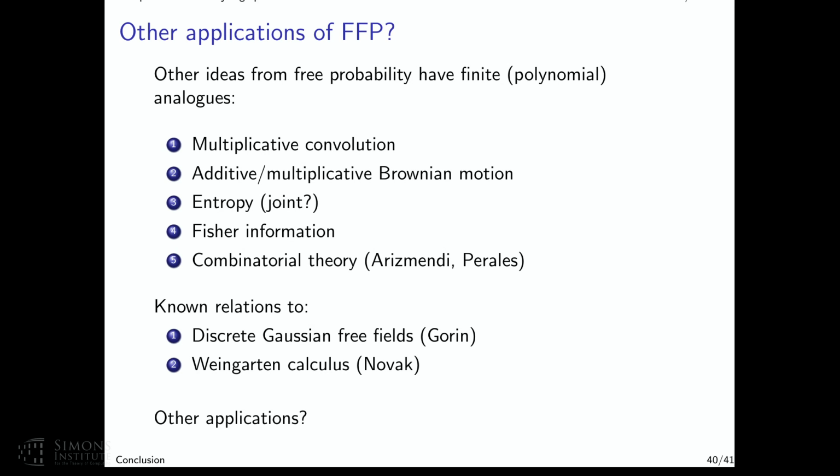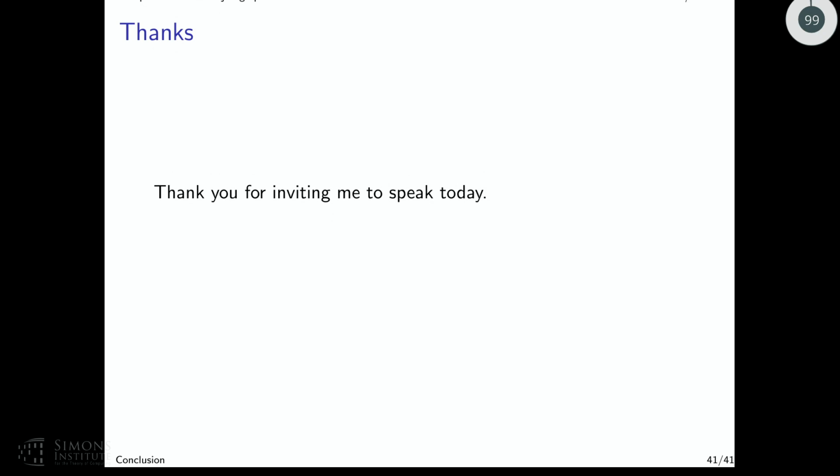There have already been some noticeable applications. One is to what are called discrete Gaussian free fields. This is a result of Vadim Gorin, and also to what is called Weingarten calculus, and this is an observation of Jonathan Novak at UCSD. But combinatorially, we don't have any other applications of any of these types of things. So thank you for letting me speak today, and thanks for your attention.